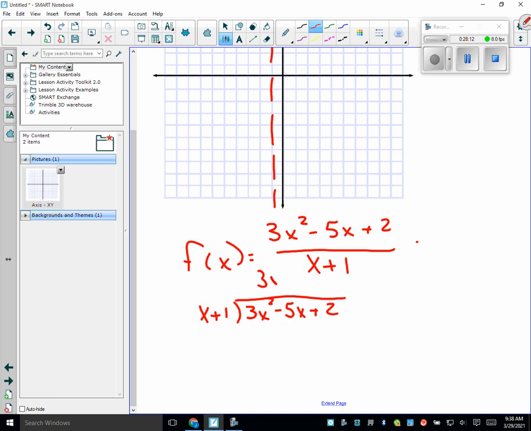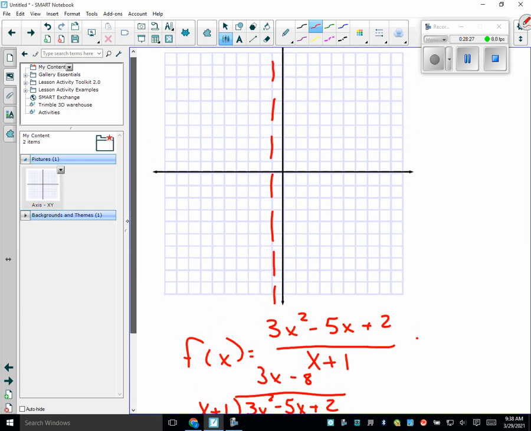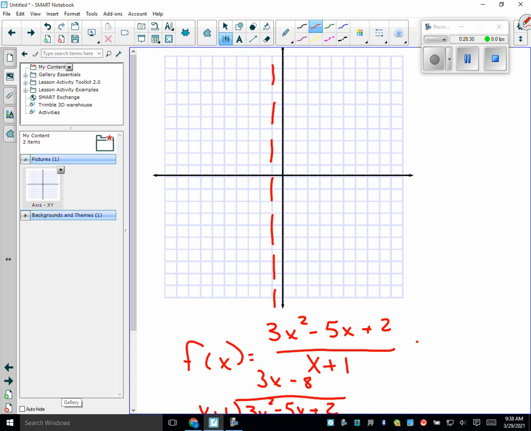That's a lot of work. 3x gives me 3x squared plus 3x. Change the signs. 3x minus 8 is equal to 3x minus 8. Are you gonna do that by hand, or graph that on your calculator? By hand, of course. Minus 8. 3 over 1.